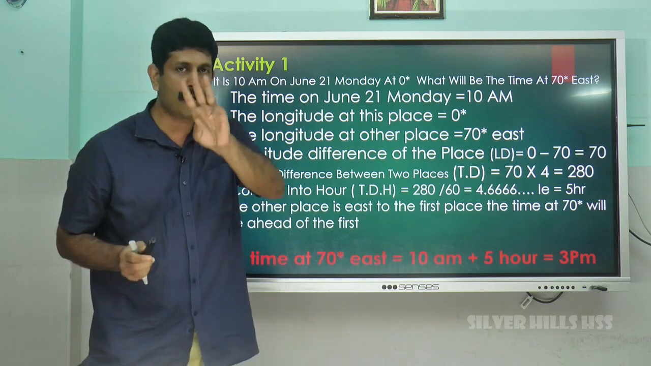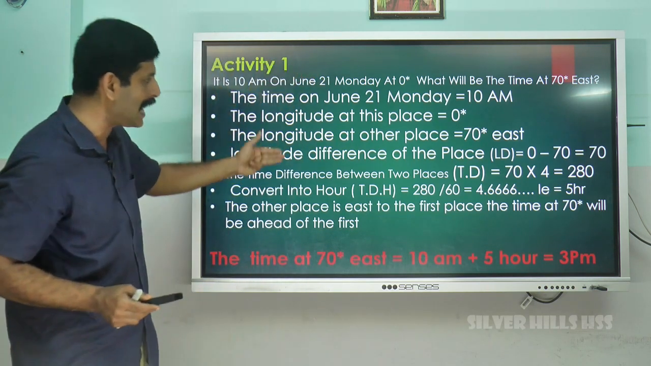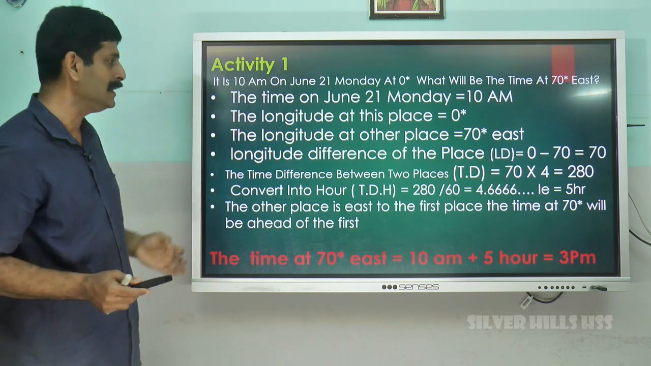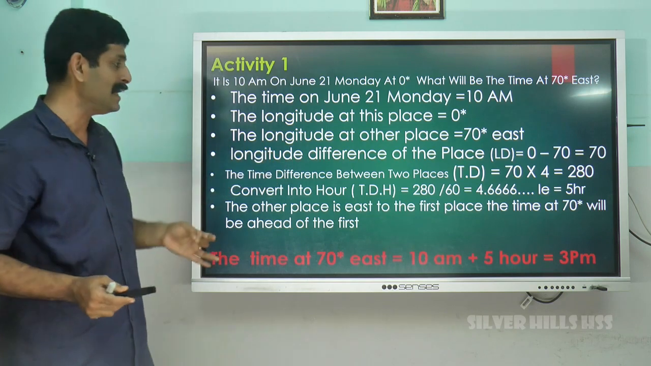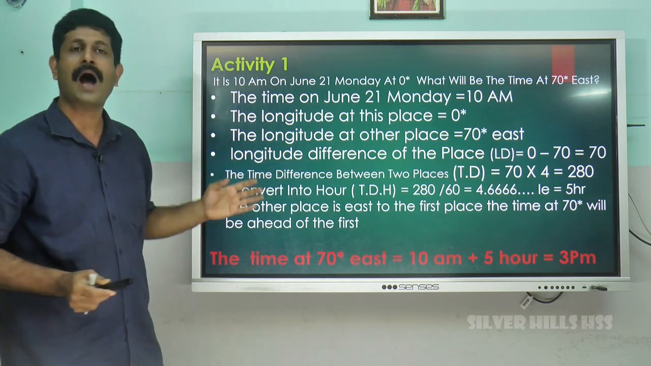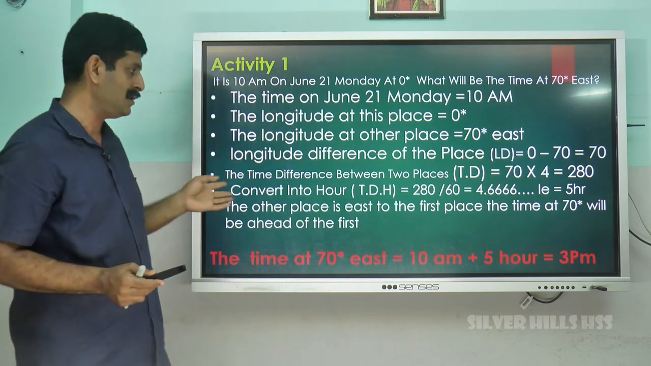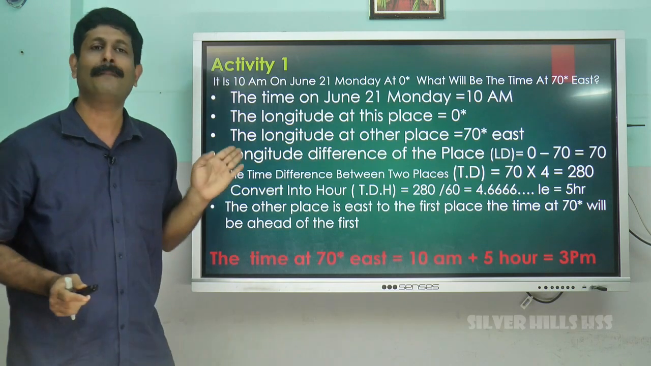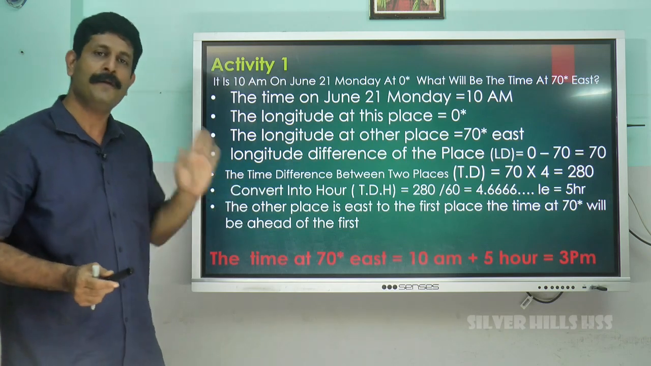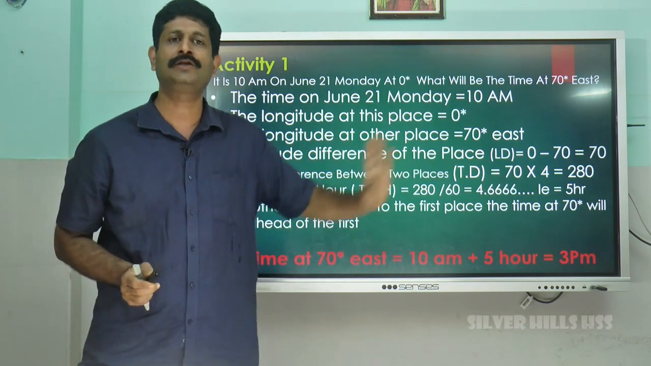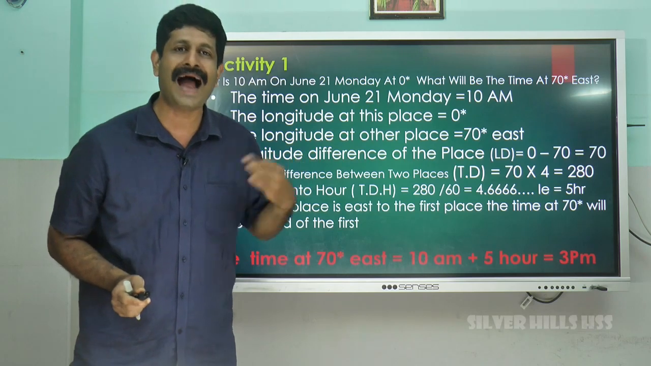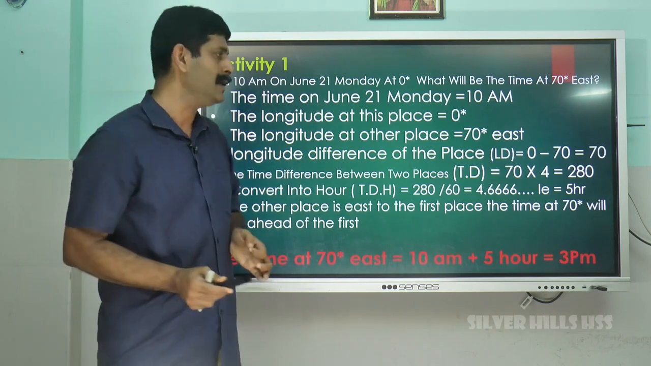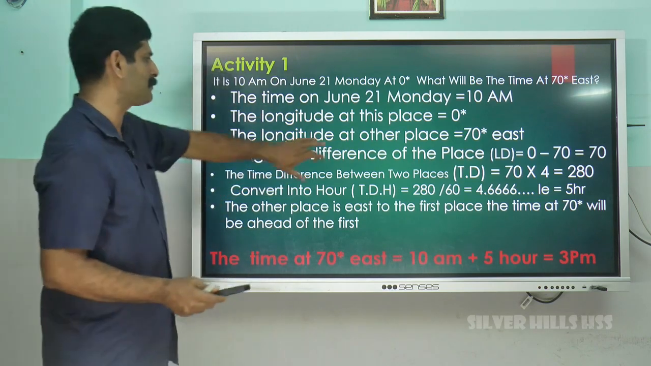There are 3 important constituents. When we are going through the time difference, you have to find the LD, the longitude difference. The second one, the time difference, and we have to change it into hours, that is TDH. Then, if it is east or west, we have to add or subtract. If we are going east, it should be plus, we have to add the time. If we are going west, it should be subtracted. We will go through another explanation.